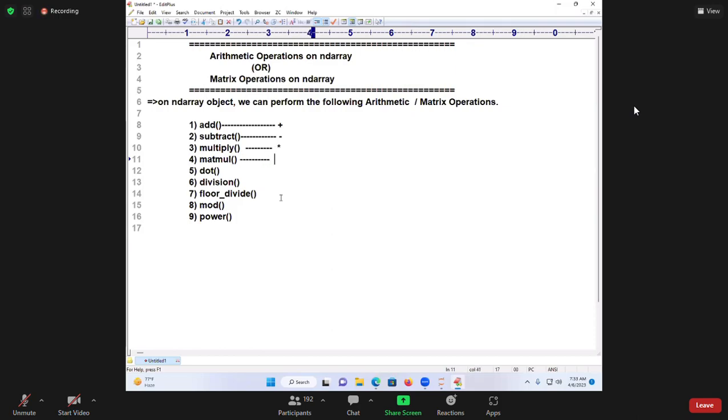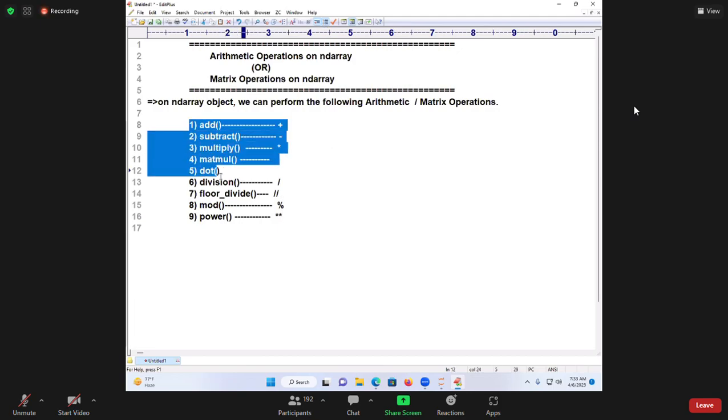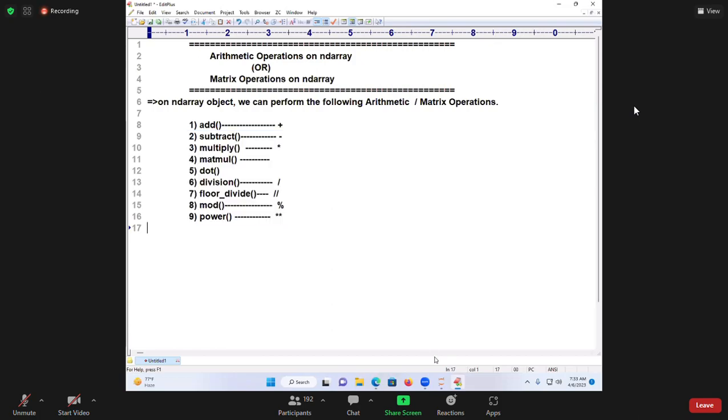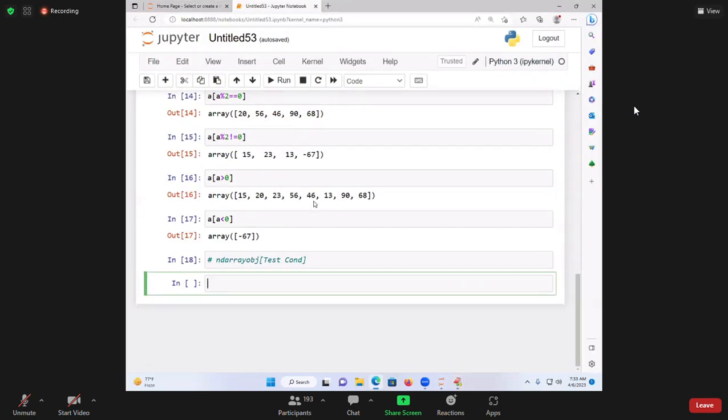For matrix multiplication, there is no symbol available. For division, the symbol is slash. For floor division we have double slash. For mod the symbol is percentage. For power the symbol is double star. So either you can perform with functions or with operators. Let us go for the operator discussion now.